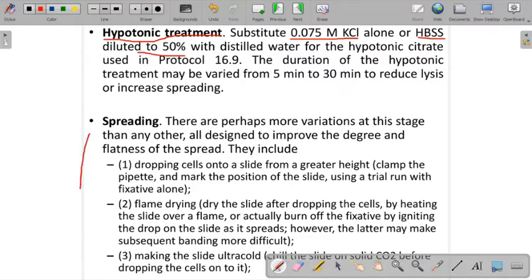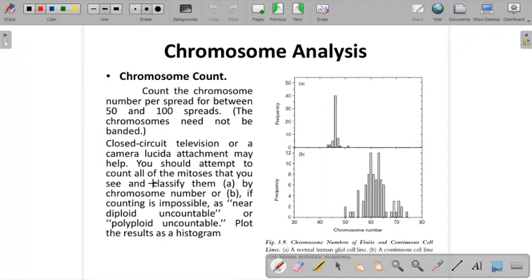Then spreading, as I have said, you need to hold the slide, and with the help of a pipette you drop it on the slide, right? So this is all about the karyotyping procedure. Then the next part comes here with the chromosome analysis.